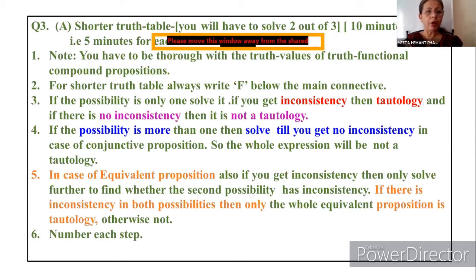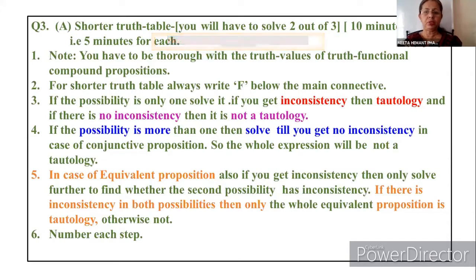Now note, you have to be thorough with the truth values of the truth functional compound propositions here. You must know all the truth functional compound propositions and their truth values. Secondly, for truth table, shorter truth table, what is the first step? You will have to always write false below the main connective. Many a times, students write true below the main connective and keep there, they lose the marks. For every step you solve carries marks. So you have to be very careful while solving the shorter truth table method. If the possibility is 1, solve it.